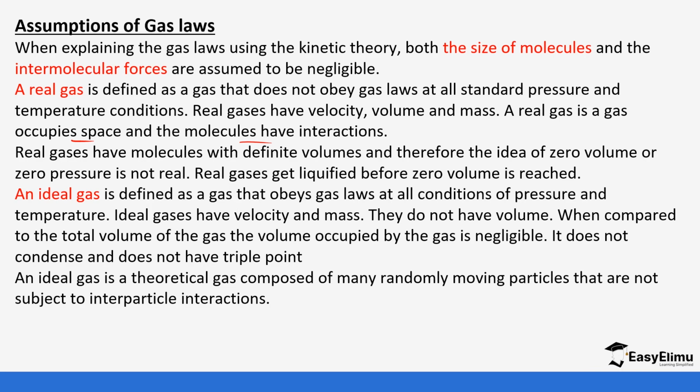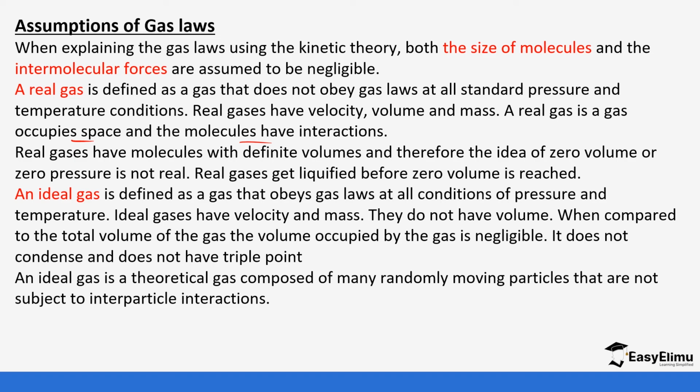So an ideal gas, which is completely opposite of the real gas, is defined as a gas that obeys gas laws at all conditions of pressure and temperature. It has velocity and mass, but they do not have volume. When compared to the total volume of the gas, the volume occupied by the gas molecules is negligible. It does not condense and does not have a triple point.